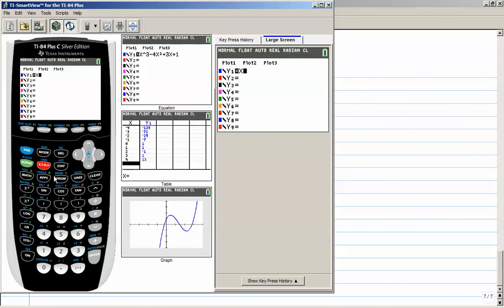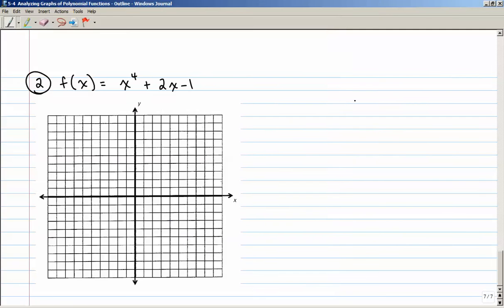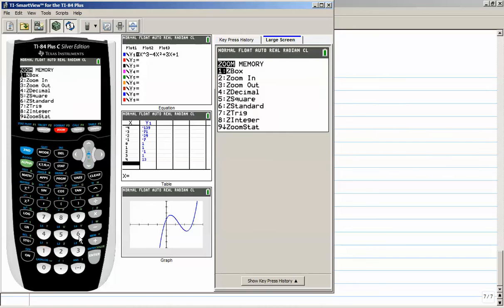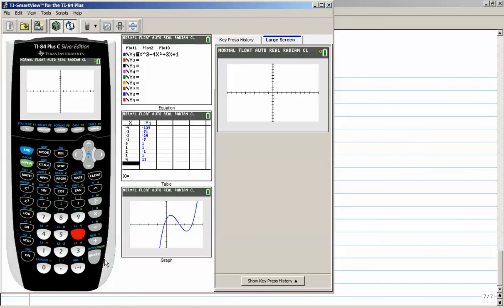Clear that out. X to the 4th plus 2x minus 1. Wait, 2x, not 2x squared, right? Yeah, just plain 2x. Okay? And I'm going to change my window back to kind of a normal window, so I'm going to do zoom 6 and see what this looks like.